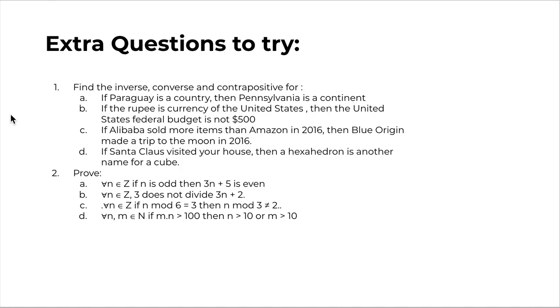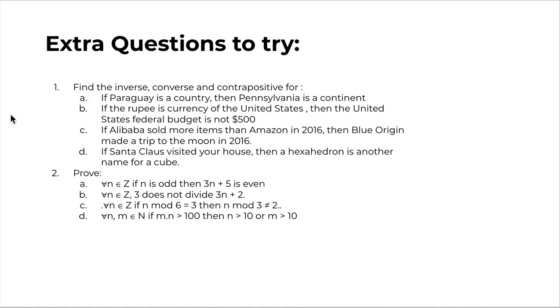Now you can take this as a direct question for direct proof. The second question is 3 does not divide 3n plus 2. So you're just essentially saying that 3n plus 2 cannot be divisible by 3. So yeah, 3n plus 2 is not a multiple of 3.